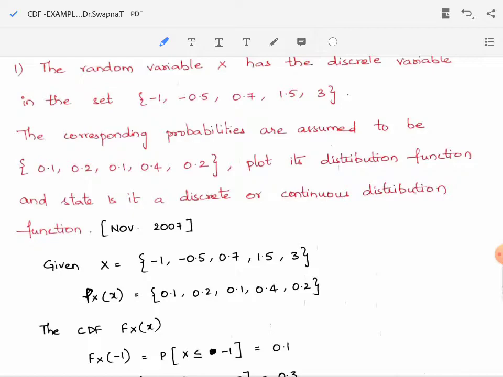So let's solve the problem. Given x is equal to, from the problem itself, -1, -0.5, 0.7, 1.5, 3 and the p of x, their probabilities, are equal to 0.1, 0.2, 0.1, 0.4 and 0.2. The CDF, the cumulative distribution function Fx of x, is nothing but the probability of the random variable x taking the values less than or equal to small x.